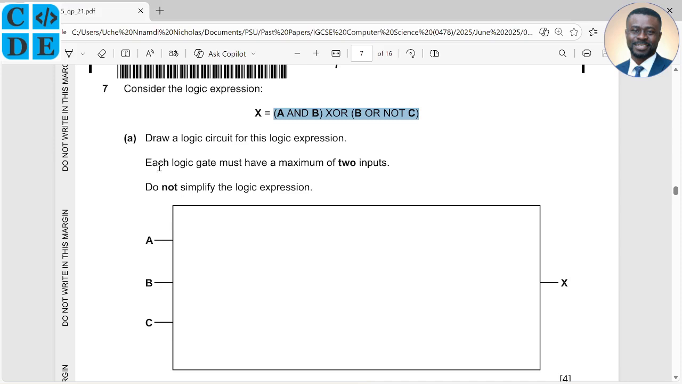And this one says each logic gate must have a maximum of 2 inputs. Yeah, of course, because you have the AND gate here, so just 2 inputs only. Okay, and then the NOT gates with 1 input only. Do not simplify the logic expression, so do not change this expression for any reason. So just represent it the way it is.